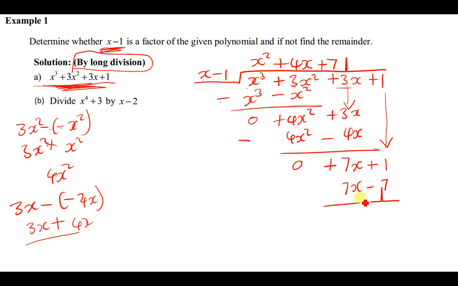Then we subtract. So 7x minus 7x, 0. 1 minus negative 7. The answer is 1 plus 7, which gives us 8. So we have positive 8 here.